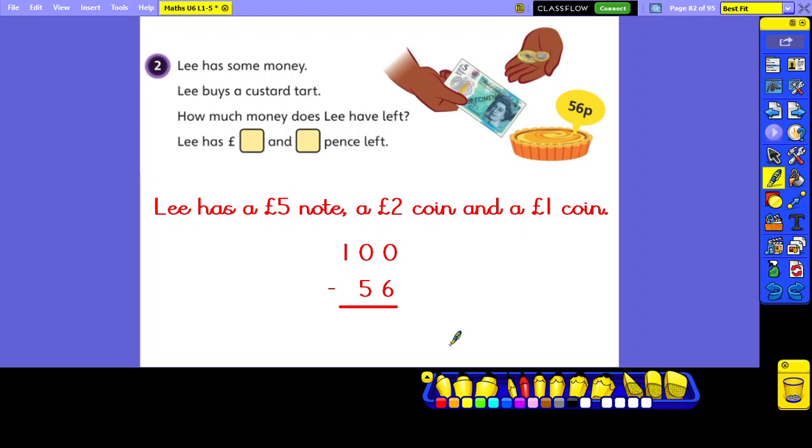100 take away 56. I'm just going to use this because I think it's good to practice. Nothing take away 6 I can't do. So I'm going to have to exchange from my hundreds and put a 1 there and 10 in my tens column. But then I'm going to have to borrow my tens. So I've got a 9 here and I've got 1 there. Brilliant. So now I've got 10 ones in my ones column. And from that, I can take away my 6.